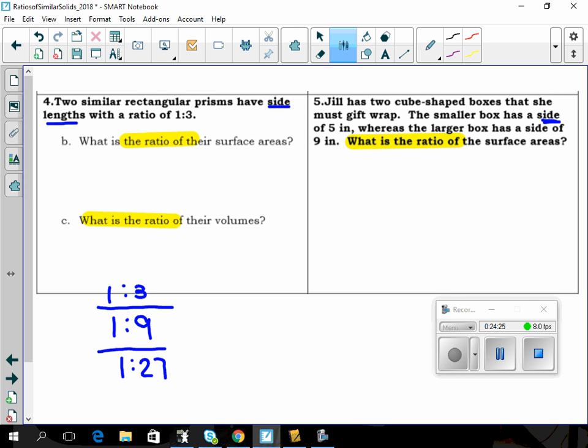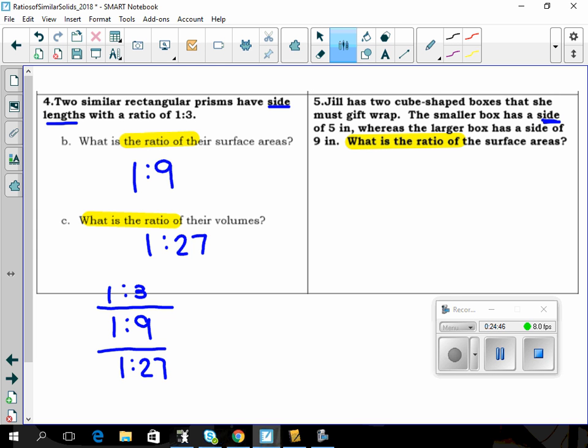Go back to your original one, right? So the ratio of the surface areas, what do you think? 1 to? Good. Ratio of the volumes. Yeah, that really was not anything other than just filling out your chart. Okay?